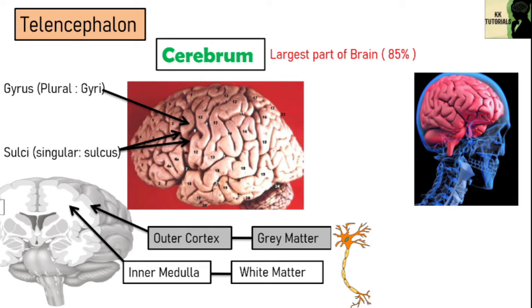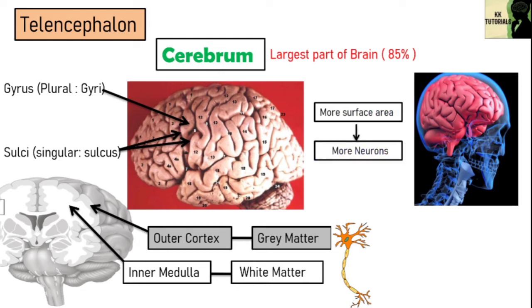Increasing the surface area of the brain allows more neurons to be packed into the cortex so that it can process more information. This large surface area gives us better cognition. These gyri and sulci determine intelligence. Since I have told you that it increases the surface area, and the more surface area means more neurons, and more neurons means more intelligent an individual is.